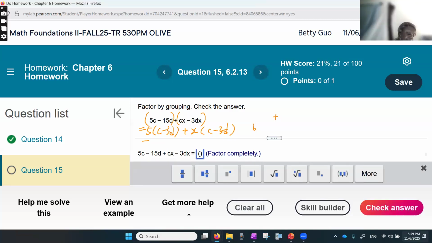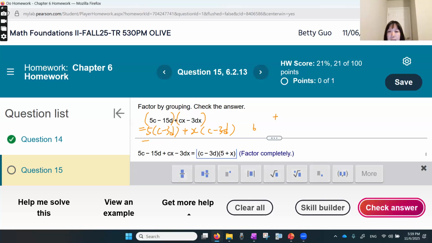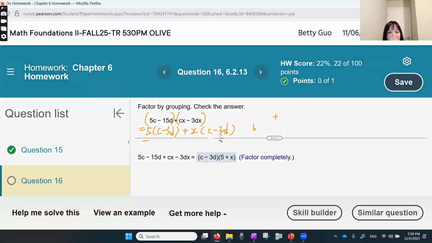So far we have been doing the grouping method. C minus 3D, and the leftover goes 5 plus X. Exactly, 5 plus X, done.